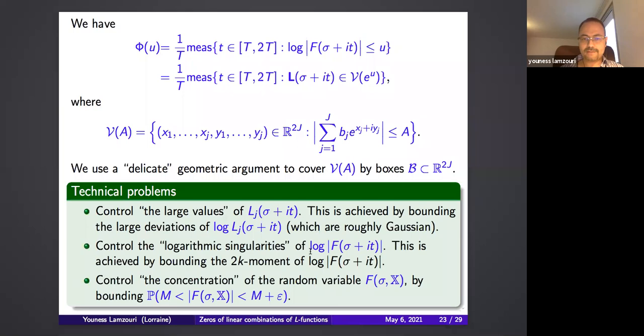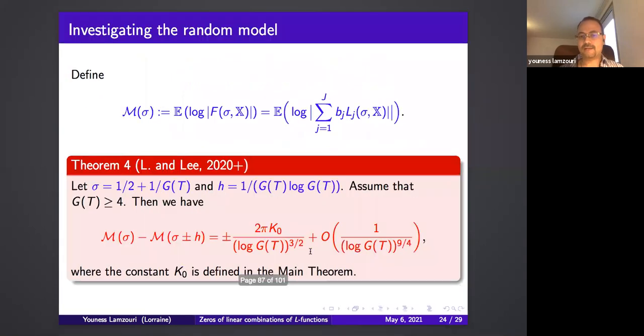So in the last few minutes, I would like to talk about the probabilistic part now. What are the main ideas that allow us to prove not just an asymptotic formula for this moment, but in fact, an asymptotic formula for the difference of these two moments, because this is exactly what we need for our result, if you remember, for Littlewood's lemma. And what we prove in this case is that if you take h to be slightly smaller than 1 over gt, then we have this asymptotic formula for m sigma minus m sigma plus or minus h.